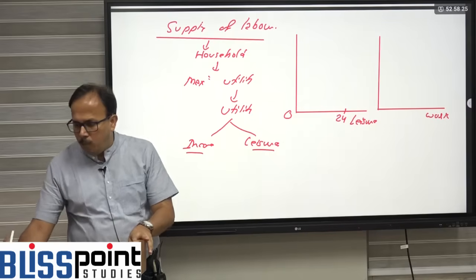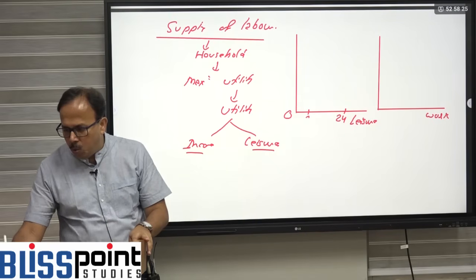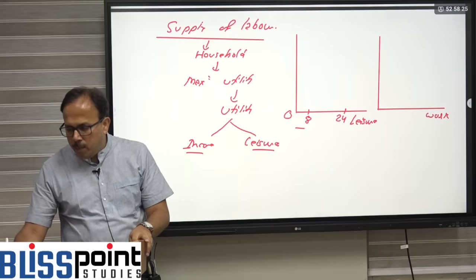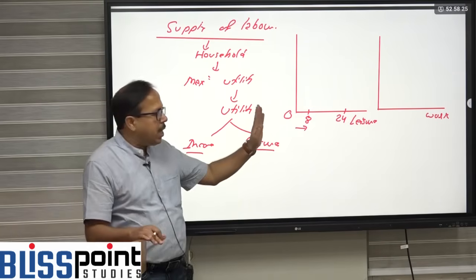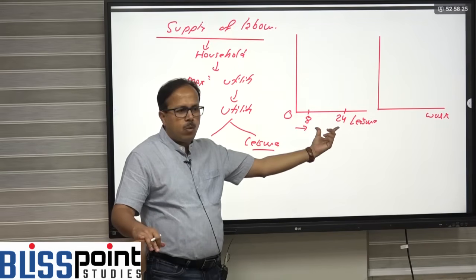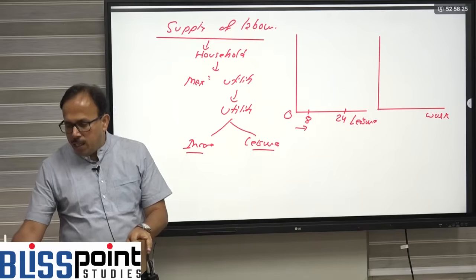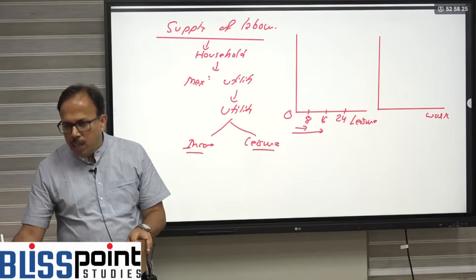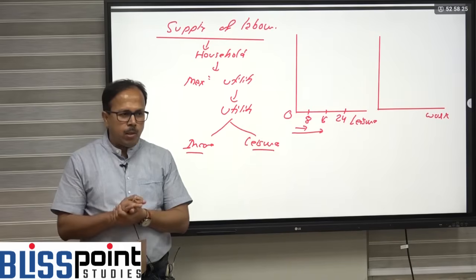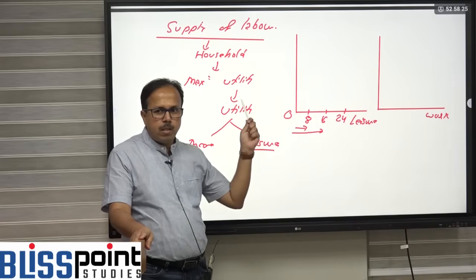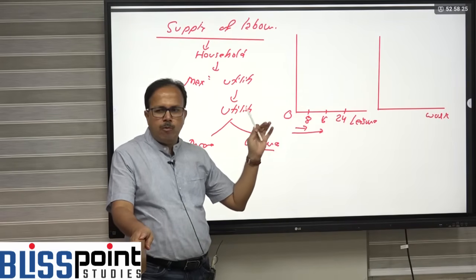If I mark any point here, like if I write here 8, how to read it? 8 what is to be measured? What is written on the axis? Leisure. So 8 hours leisure, remaining 16 work. If you mark here 16 hours leisure, remaining 8 work. So if I write 0, then 0 leisure, all 24 hours work.